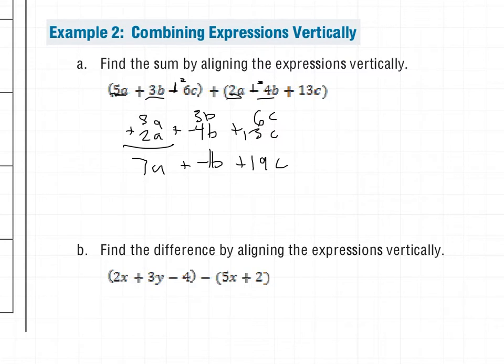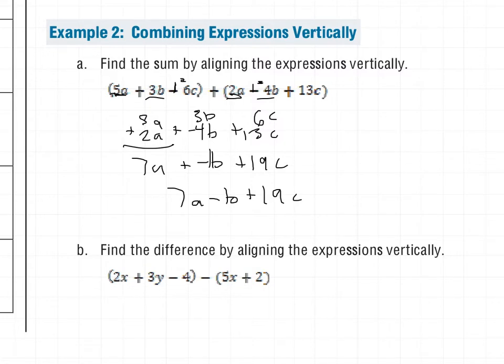And again, if I want to simplify this a little bit further, I can get rid of this coefficient of 1 over here, and I could change this addition of a negative back to a subtraction. That would give me 7a minus b plus 19c. And so really we can just see that because of any order, any operation, it just makes it a lot easier here.